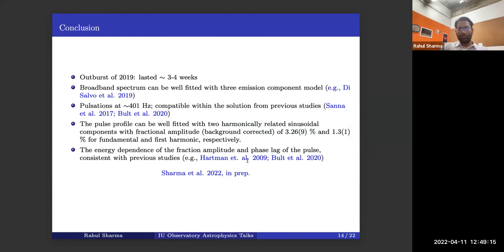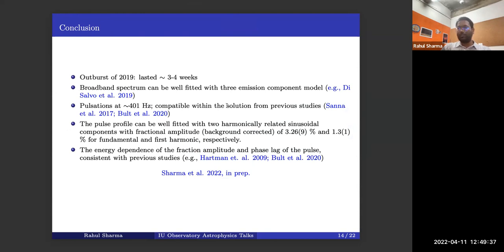So in conclusion to this work, we found that this outburst was a very long outburst, around a month, and we found the broadband spectrum can be well fitted with a combination of three emission components from the accretion disk, neutron star surface, and the corona. And this has been previously observed with broadband spectroscopy, like from the neutron star and the X1 plus neutron star also.